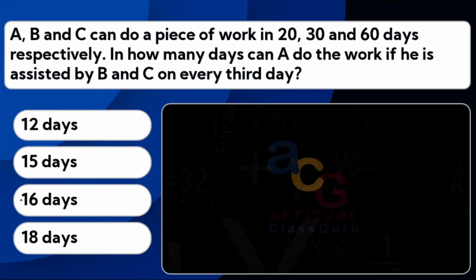Look at the next problem. A, B, C can do a piece of work in 20 days, 30 days, 60 days respectively. In how many days can A do the work if he is assisted by B and C on every third day?